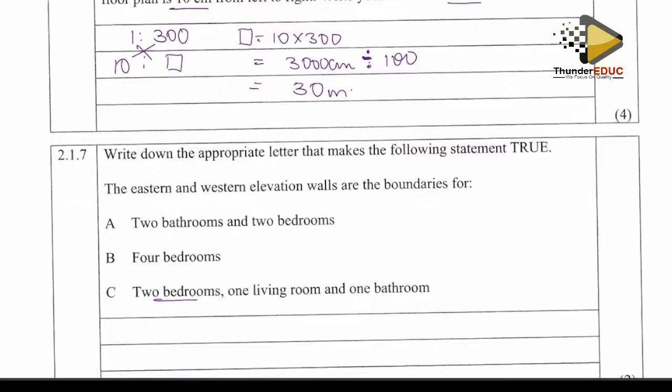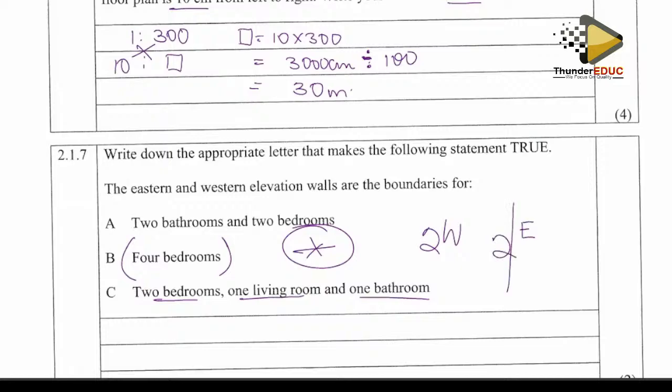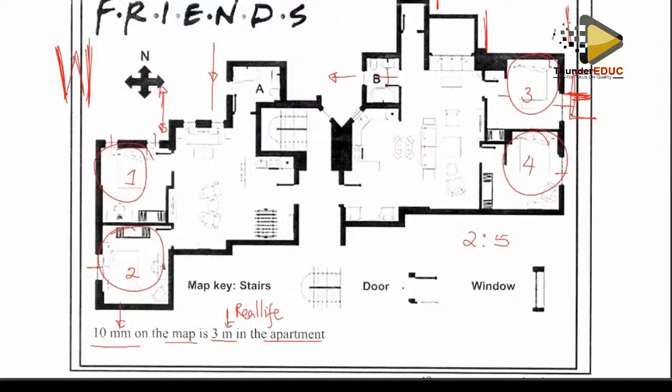There would have been 4 bedrooms because 2 bedrooms, 1 living room, 1 bathroom. This answer is not that clear, but the perfect answer could say 4 bedrooms because 2 on the west and 2 on the east. They are boundaries like this, as I showed you here. We have this bedroom here, another bedroom here. This is on the east. Then we have a bedroom here, another bedroom. How many are they? 4.